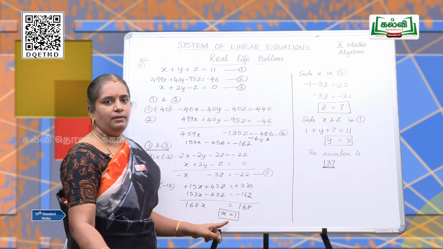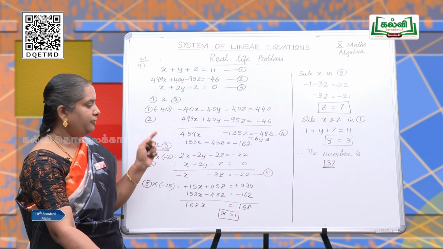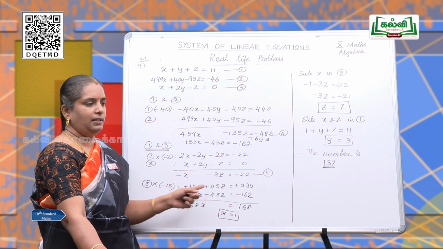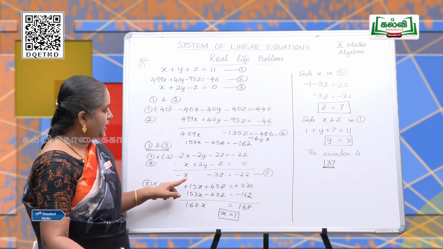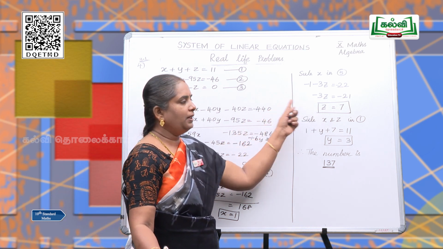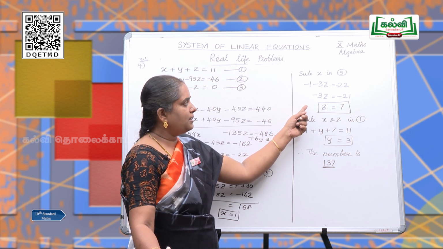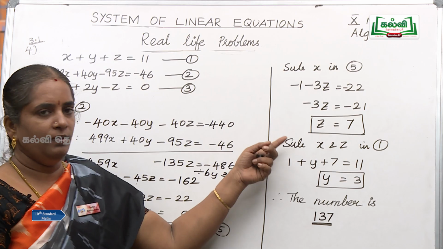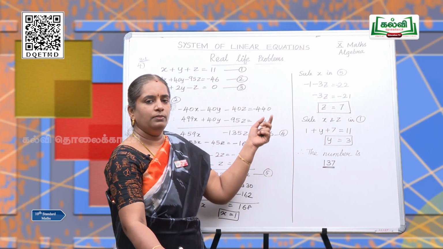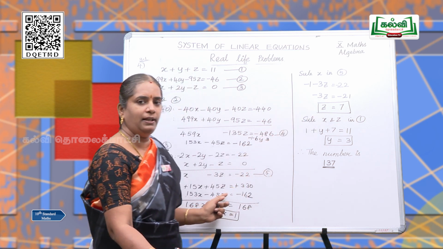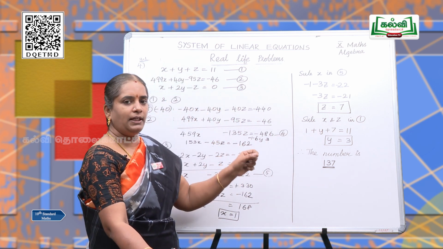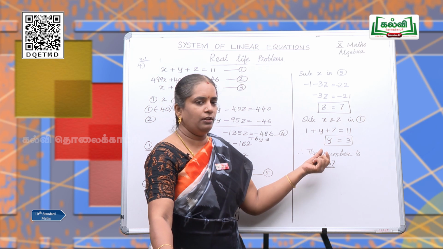So, having x as 1, substitute in the fifth equation, which is the easier one. Substituting the value of x in the fifth equation, we get minus 1 minus 3z is equal to minus 22. Add 1 to both sides, we get minus 3z is equal to minus 21, which means z is equal to 7. So, we have found z and x. Using those two, substitute in the first equation to get the value of y. So, y has got to be 3.